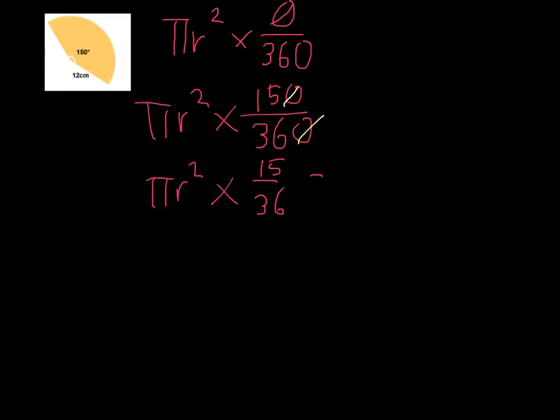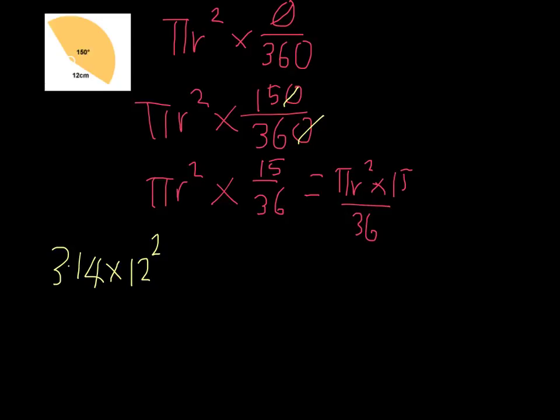Or we can actually rewrite that as pi r squared times 15, all divided by 36, with our knowledge of multiplication of fractions. Let's now go and sub the numbers in. So it's going to be pi, which is 3.14, times 12 squared, which is 144, times 15, all divided by 36.